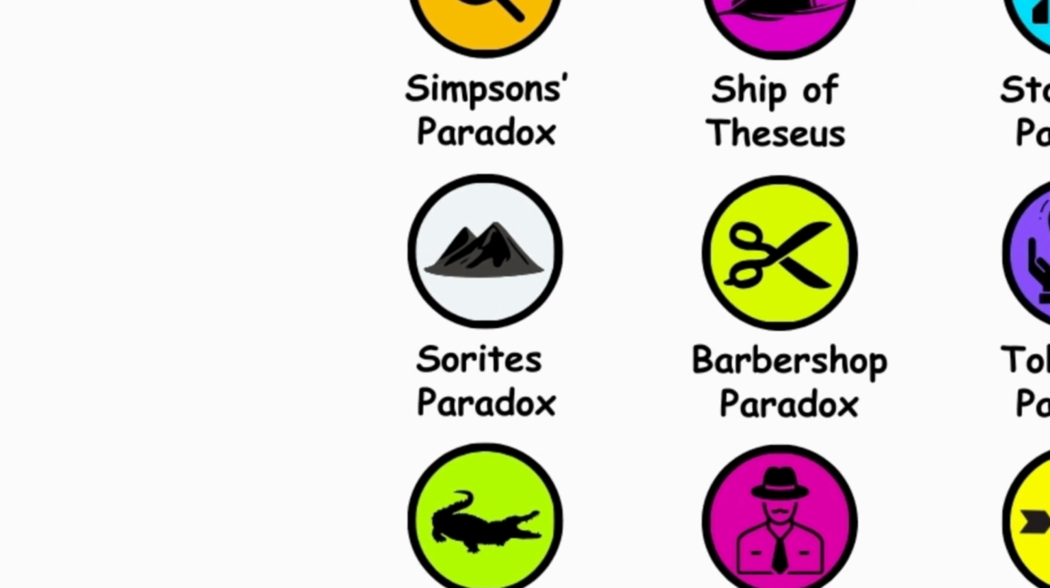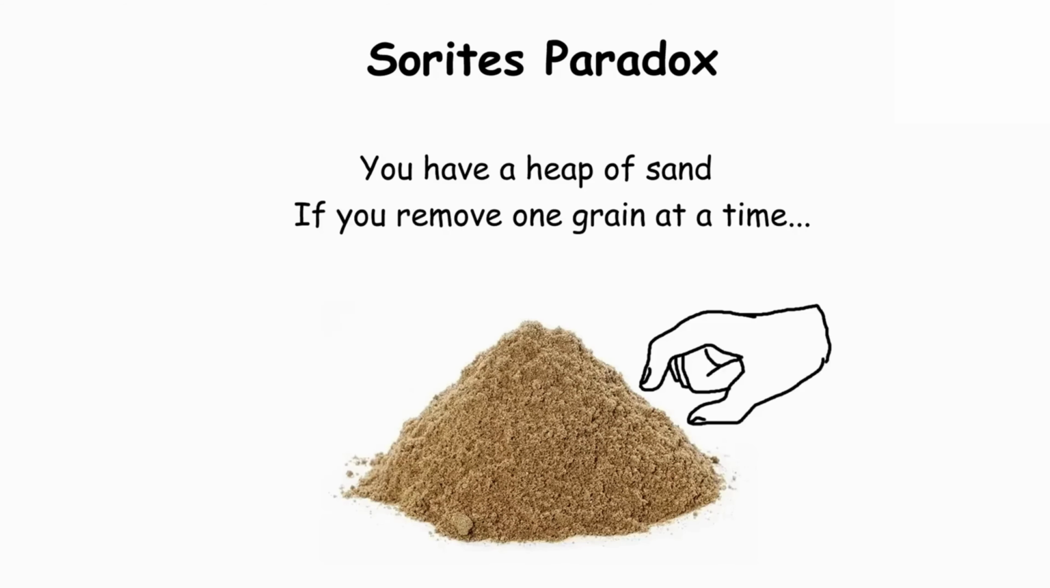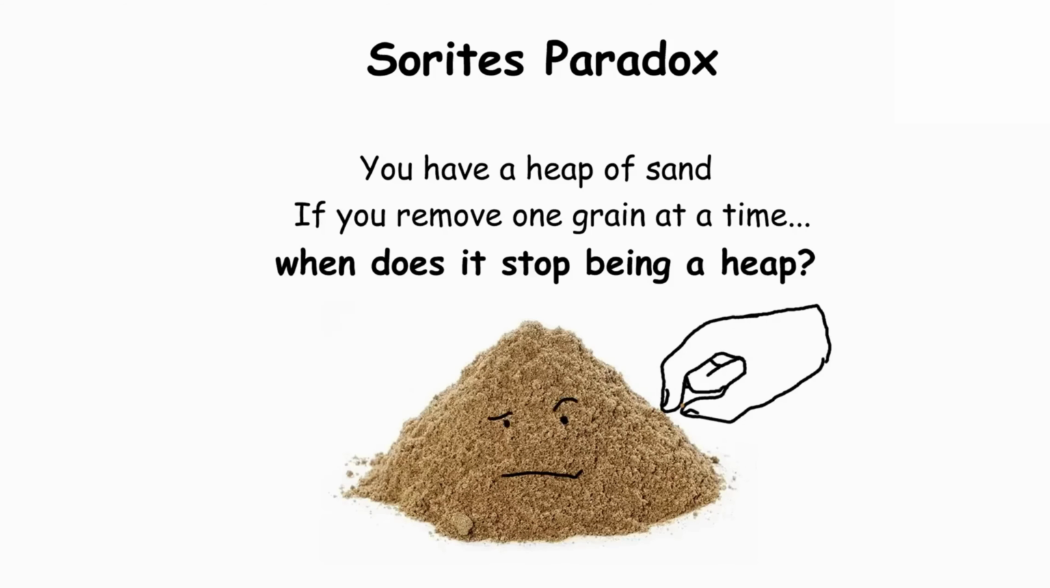Sorites paradox. You have a heap of sand. If you remove one grain at a time, when does it stop being a heap?